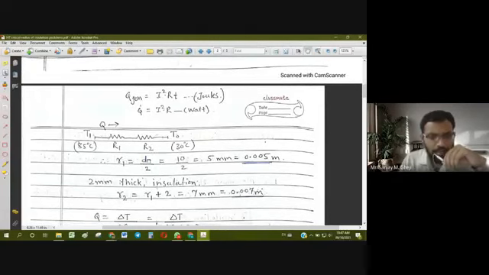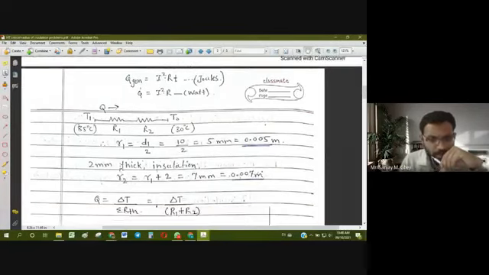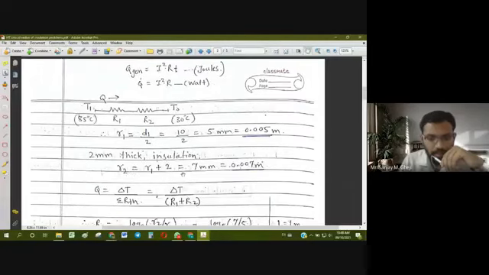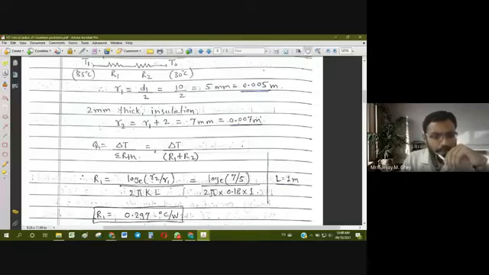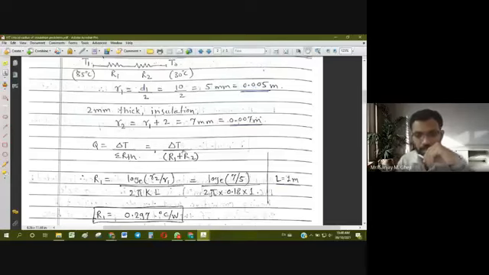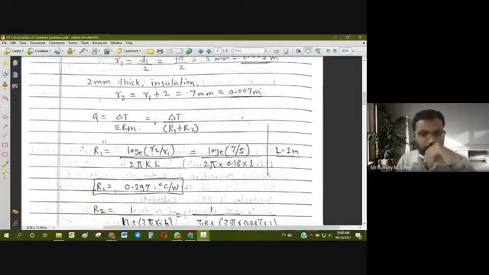Now let us say R1 is equal to diameter by 2. Diameter D1 is 10 mm, 10 by 2, that is 5 mm. It has to be in meters in SI units, so 0.005 meter. Now we are providing 2 mm thick insulation, so R2 will be R1 plus 2, that is the insulation thickness, so 7 mm, that is 0.007 meter. Now the heat transfer rate is equal to delta T upon the summation of thermal resistances, delta T upon R1 plus R2. The resistances we will find individually.